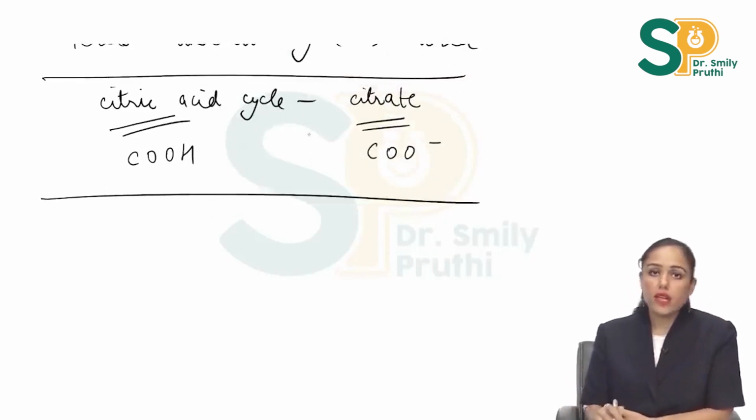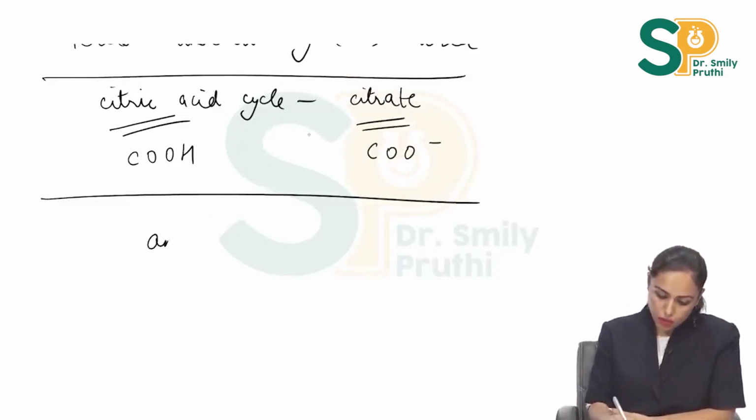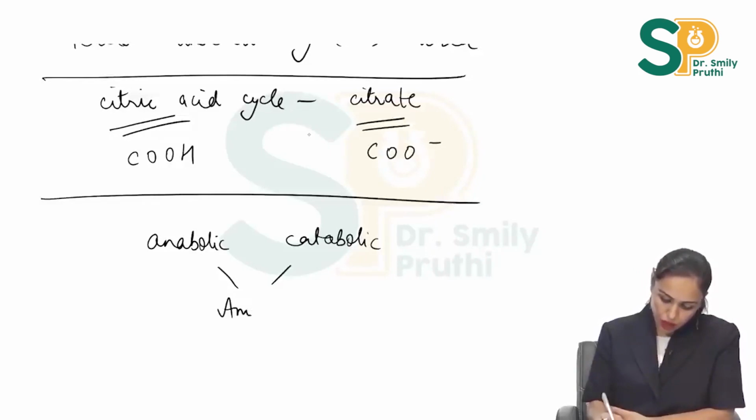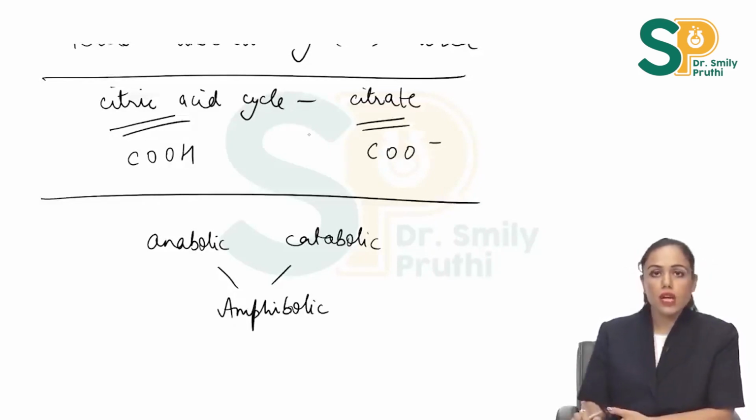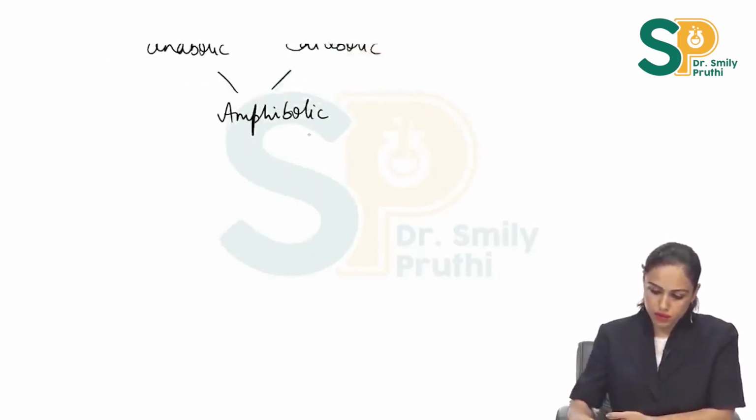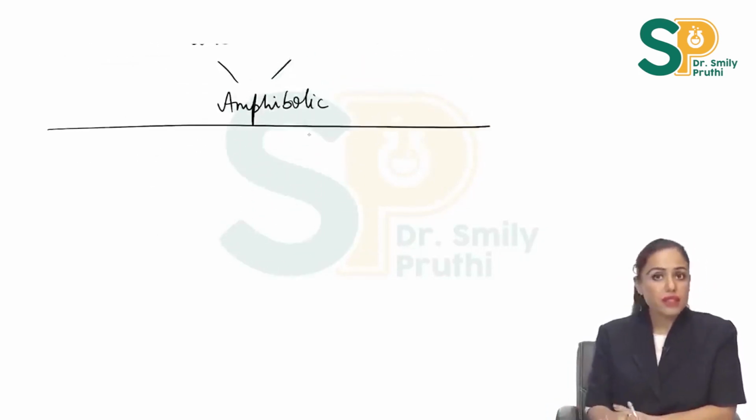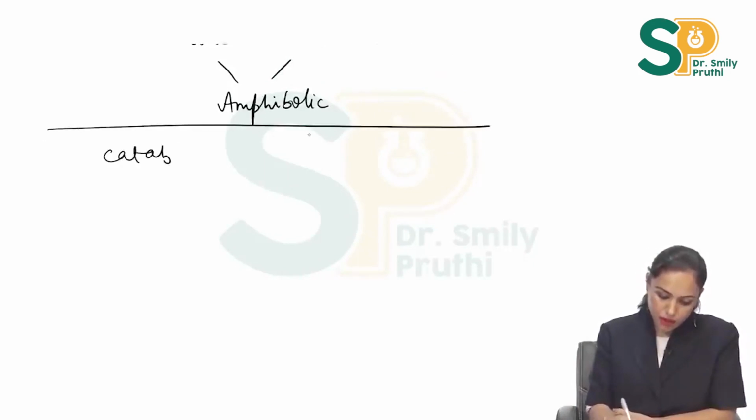Now, TCA cycle, tell me, is it an anabolic or catabolic pathway? It is both anabolic as well as catabolic, and therefore it is known as amphibolic pathway. TCA is an amphibolic pathway. Like both polar and non-polar is known as amphipathic, similarly, both anabolic and catabolic is known as amphibolic.